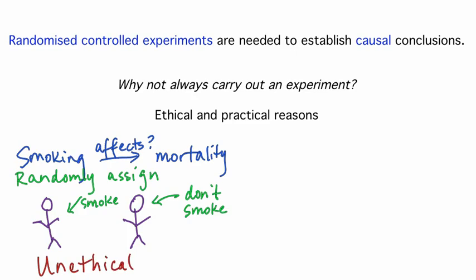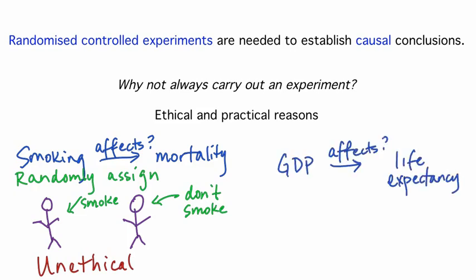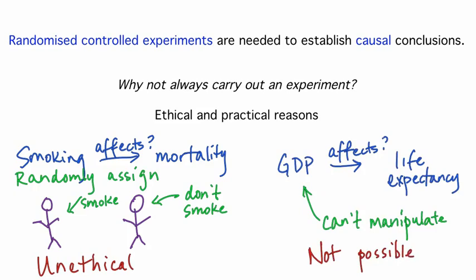For studies on humans, we need to have sufficient doubt about the benefit of a treatment, that we do not feel that we are unfairly exposing some of the subjects to an inferior treatment in order to carry out an experiment. If we're interested in how the explanatory variable GDP affects the response of life expectancy for countries, we can't manipulate the GDP of a country, so carrying out an experiment is not practically possible.